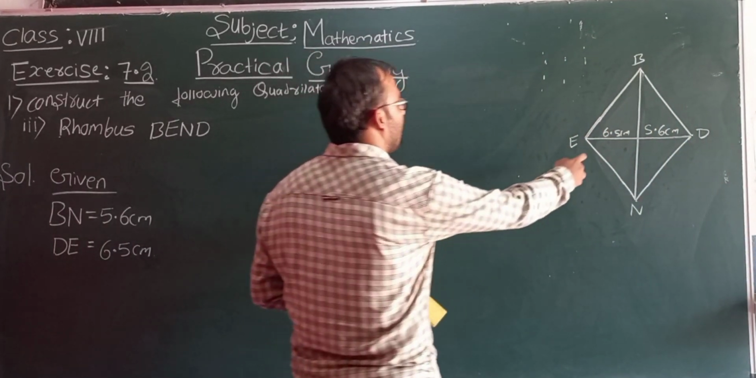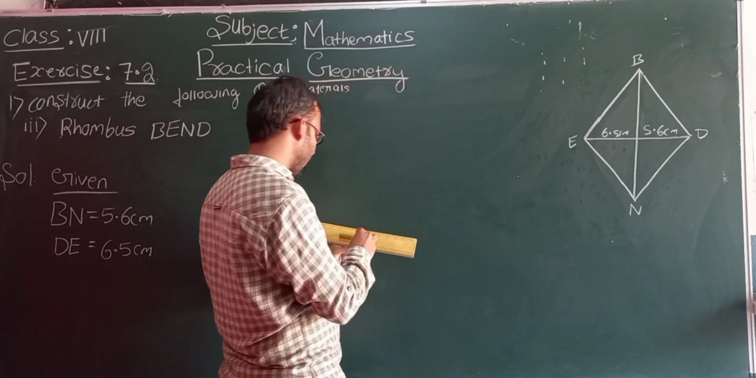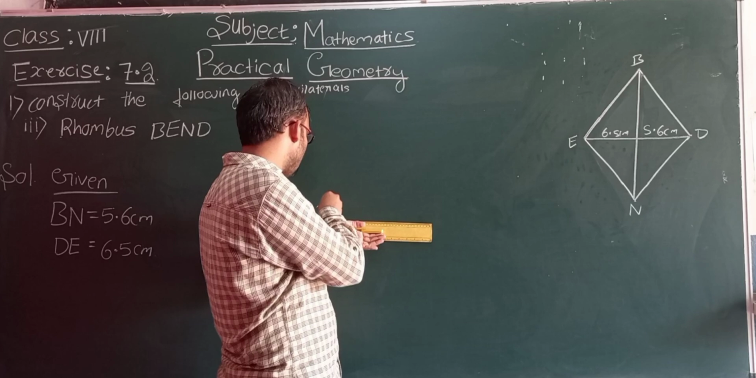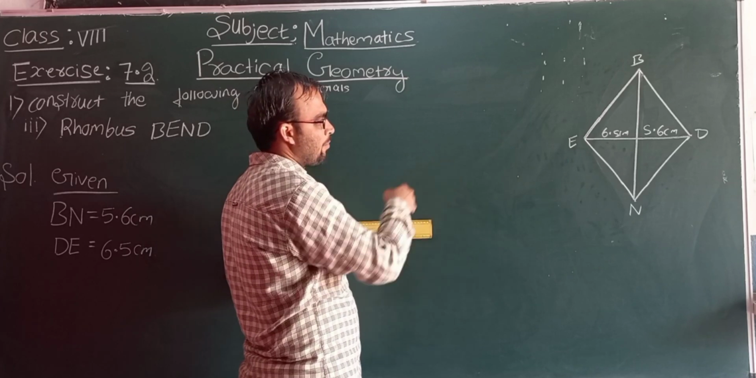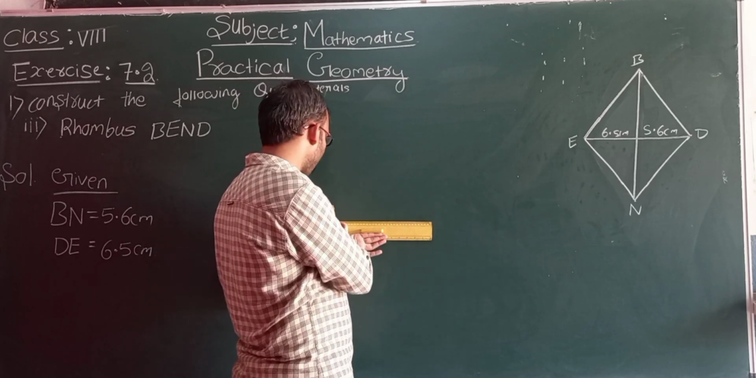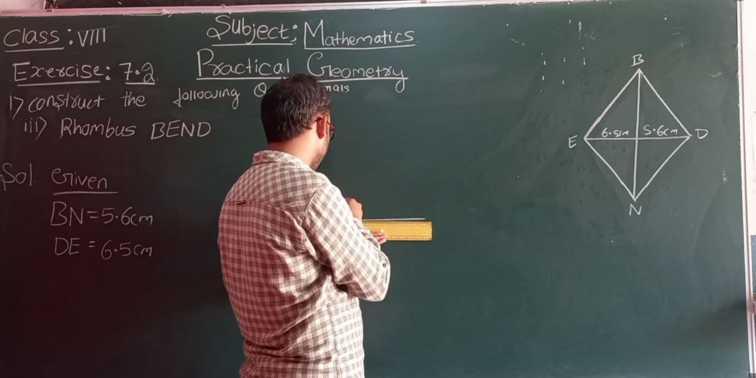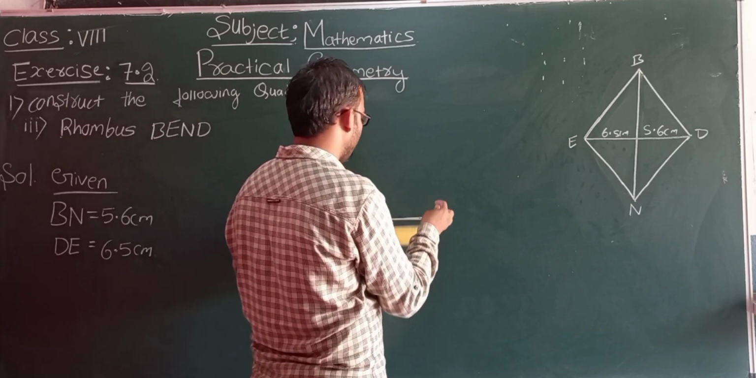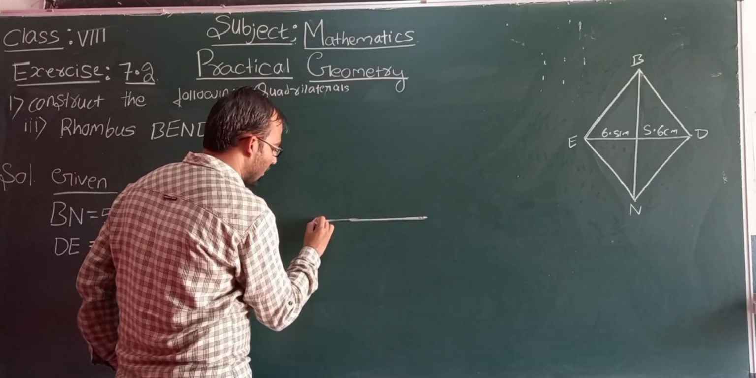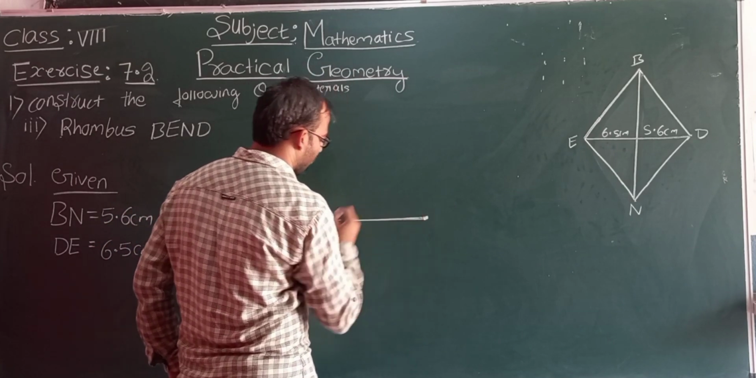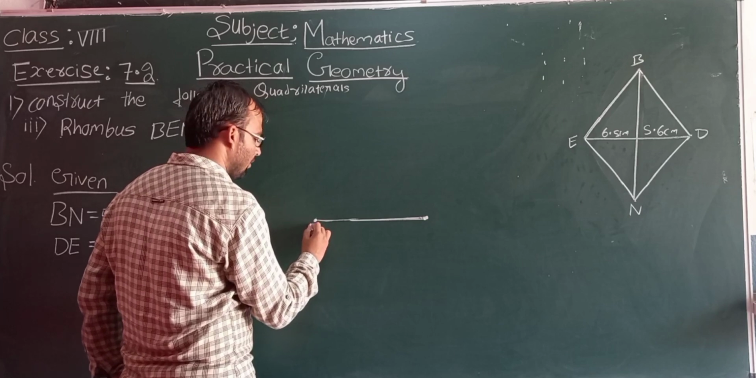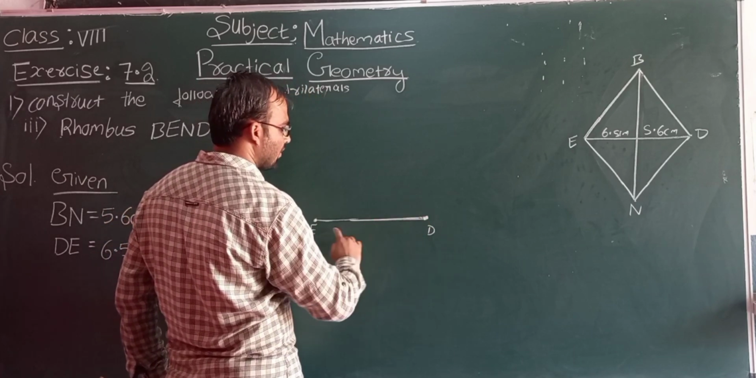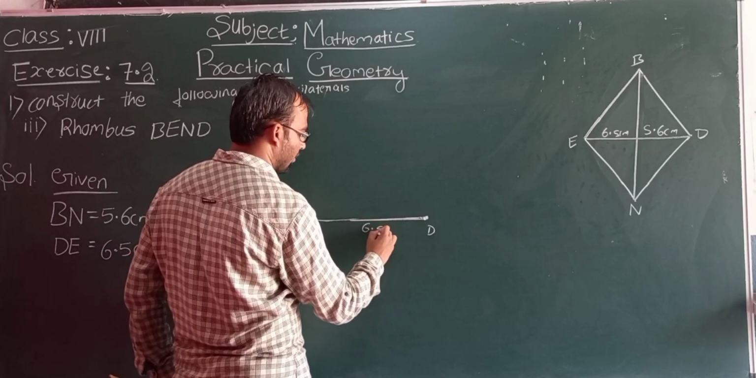Look here, diagonal ED. Take a scale. Now draw the line segment ED of 6.5 centimeter. Next, mark the points. This is E and this is D, and this is of 6.5 centimeter.